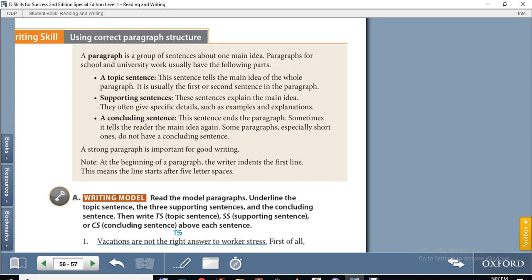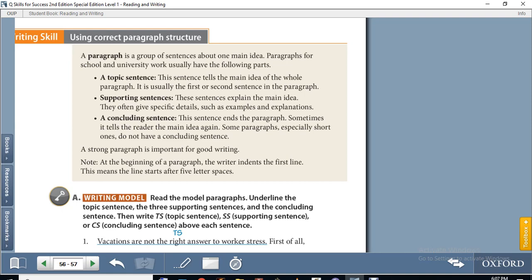Paragraphs for school and university work usually have the following parts. These are the parts of a written academic paragraph. 1. A topic sentence. This sentence tells the main idea of the whole paragraph. It is usually the first or second sentence in the paragraph. Then, supporting sentences. These sentences explain the main idea. They often give specific details such as examples and explanations.